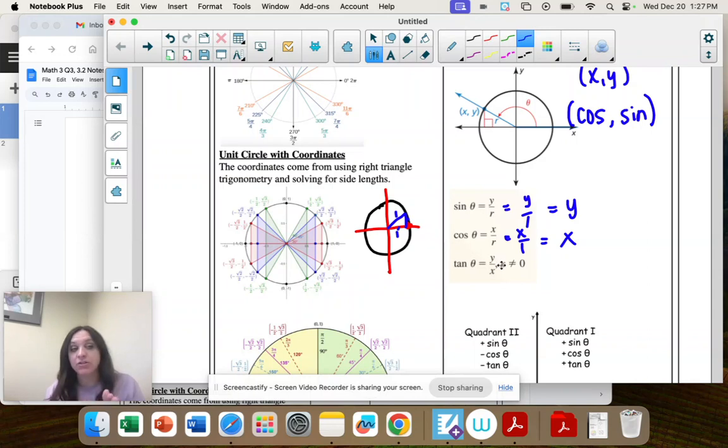And then the tangent value, remember it's opposite over adjacent. It's actually on our circle, it's y over x. And x can't be 0 because it's the bottom of a fraction. So tangent is y over x, but it's also sine over cosine.